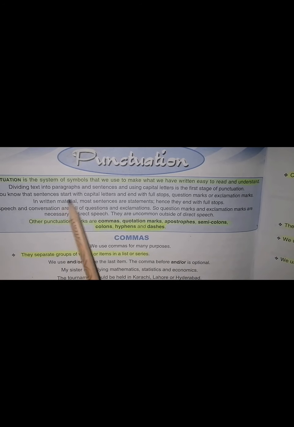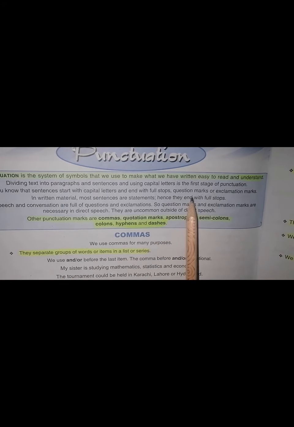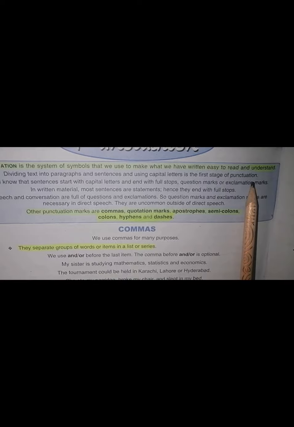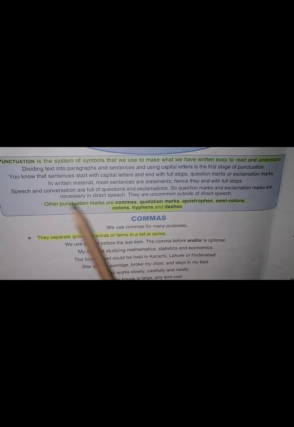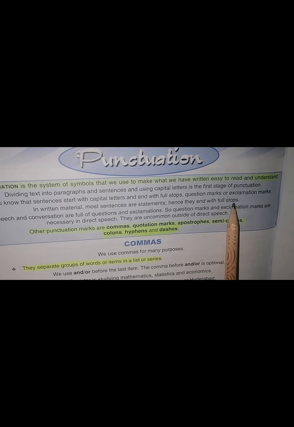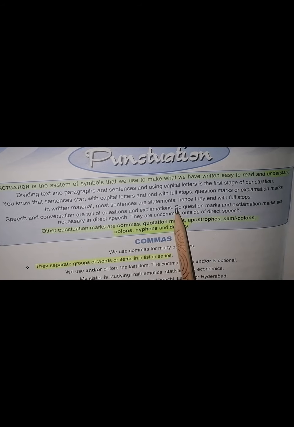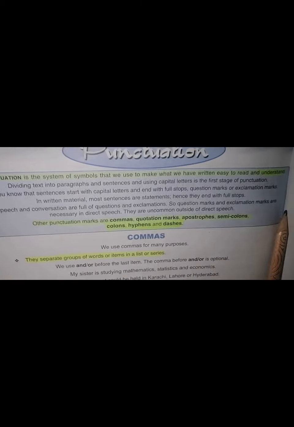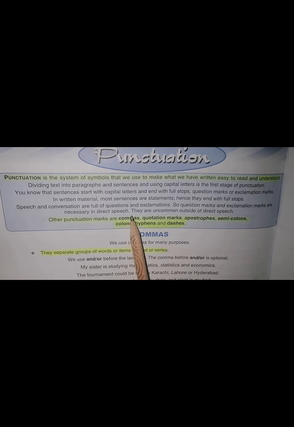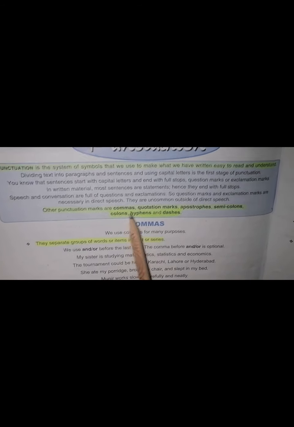You know that sentences start with capital letters and end with full stops, question marks, or exclamation marks. It depends on the nature of the sentence. In written material, most sentences are statements, hence they end with full stops. Speech and conversations are full of questions and exclamations, so question marks and exclamation marks are necessary in direct speech. They are uncommon outside of direct speech. Punctuation marks are commas, quotation marks, apostrophes, semicolons, colons, hyphens, and dashes.